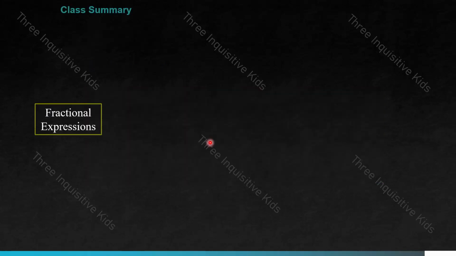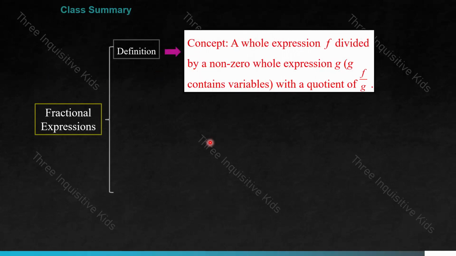Class summary. So this is the class summary page that I was mentioning earlier on, and this is usually a good time to pause the video and take some notes. As you will see, this slide is split up and organized so that it's easy for students to copy down and have a visual mind map of what we've learned today. So today we learned all about fractional expressions. Its definition is a whole expression, f divided by a non-zero whole expression, g, where g contains variables, with a quotient of f over g.